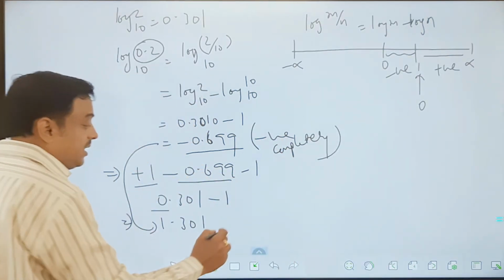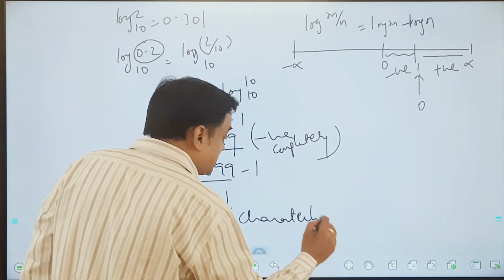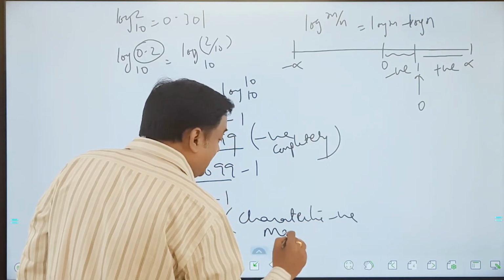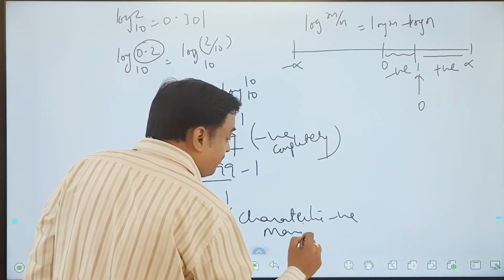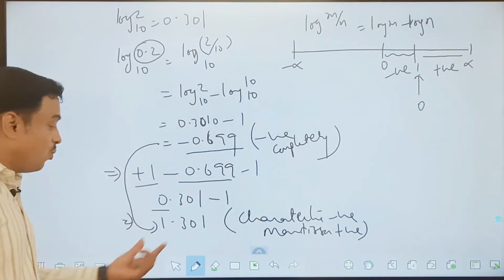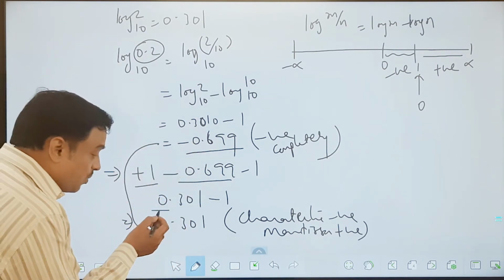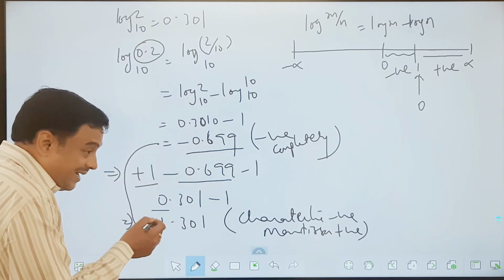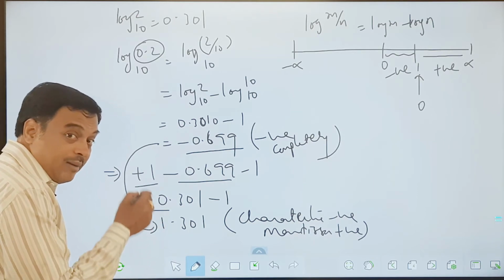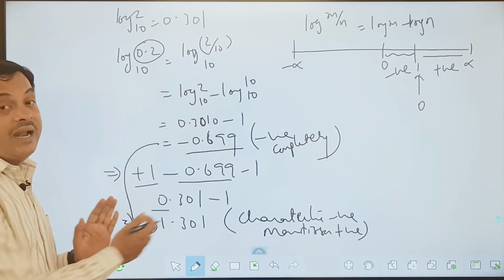But here you see characteristic is negative, mantissa is positive. Mantissa is positive. So what is the difference between this value and this value? Both are equal actually. There is a 1 bar. That 1 bar is nothing but we read it as minus 1 plus 0.3010. That means only characteristic is negative, mantissa is positive.